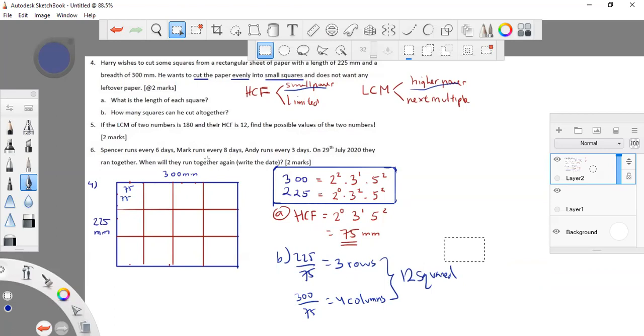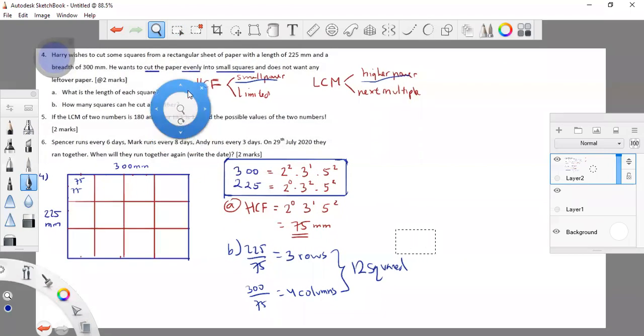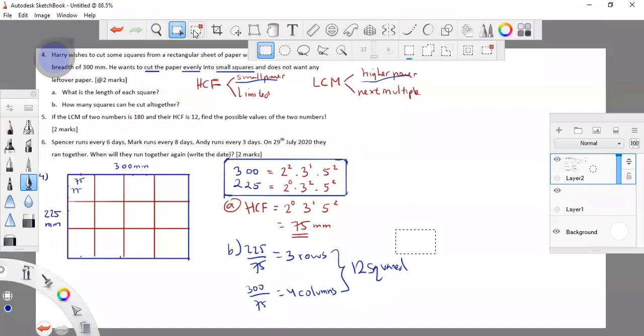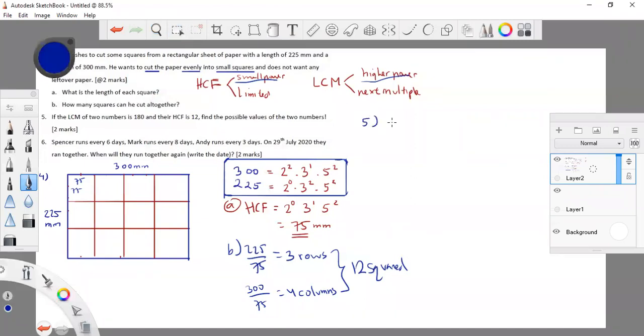Number 5. Okay, be careful, this number 5 is like the one yesterday. Find the other. The LCM of two numbers is 180. So we have the first number and the second number. The LCM is 180, okay, let's write it first: LCM 180 and the HCF is 12.